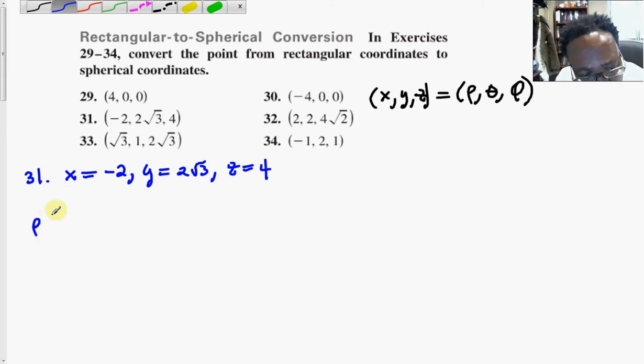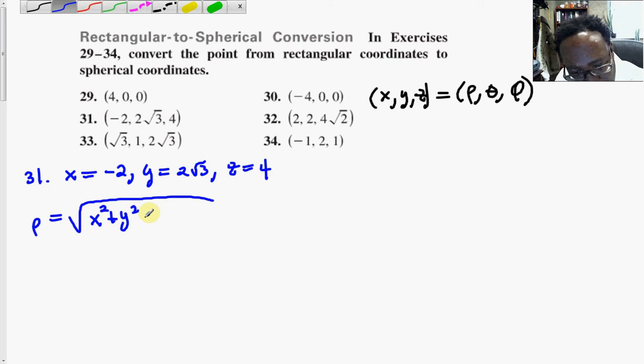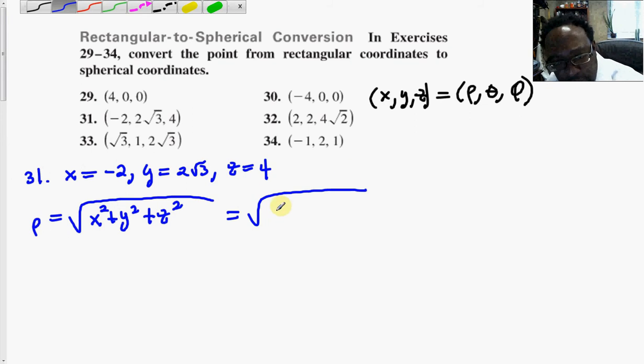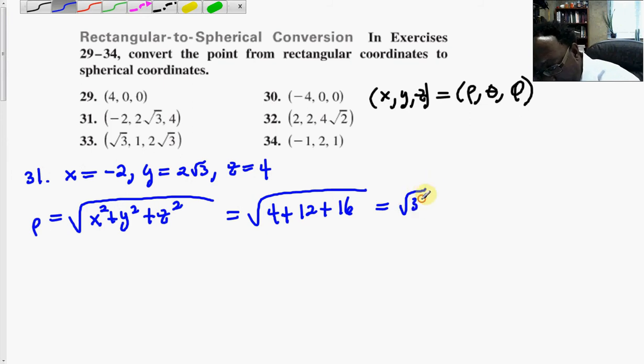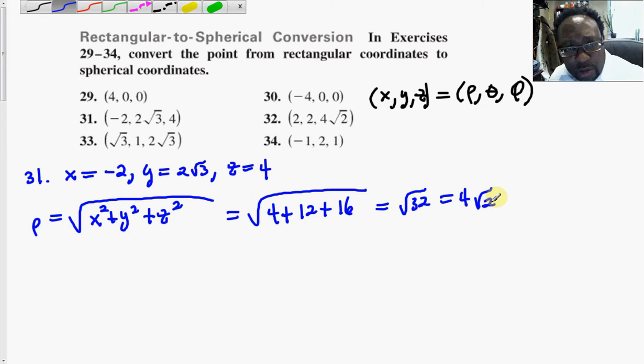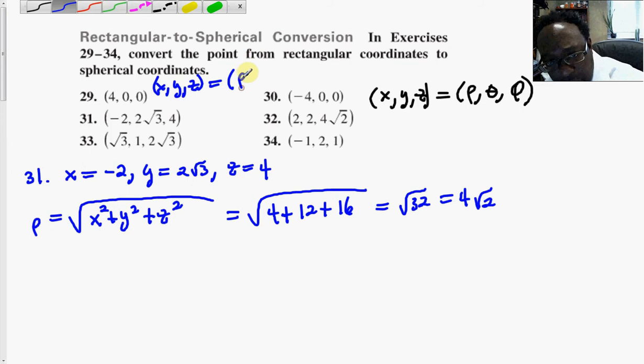So from here we find rho. Rho is the square root of x squared plus y squared plus z squared. So this is the square root of -2 squared, which is 4, plus y squared, which is 4 times 3, we get 12, plus 4 squared, we get 16. So that gives us the square root of 32, and that's 4 times the square root of 2. So we're given a point in the rectangular coordinate system, which is x, y, and z, and you want to convert that to a point in spherical coordinates, which is rho, theta, and phi.